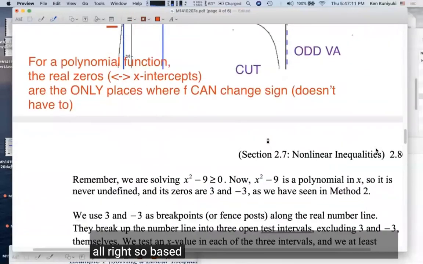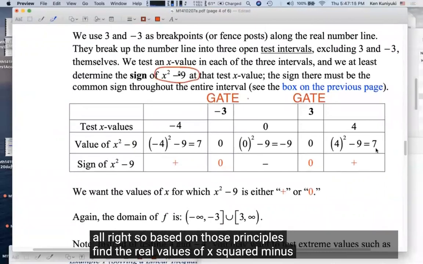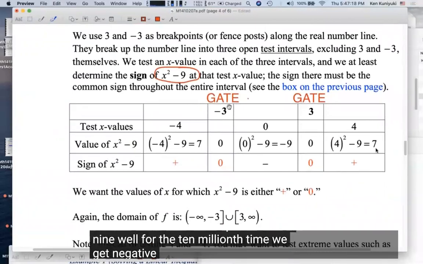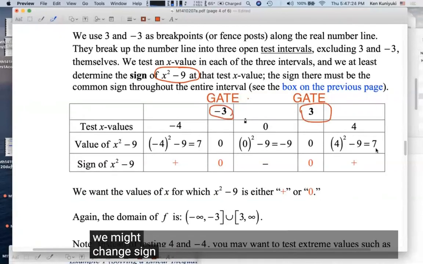All right. So based on those principles, find the real values of x squared minus 9. Well, for the 10 millionth time, we get -3 and +3. These are like gates. We might change sign or we might not.